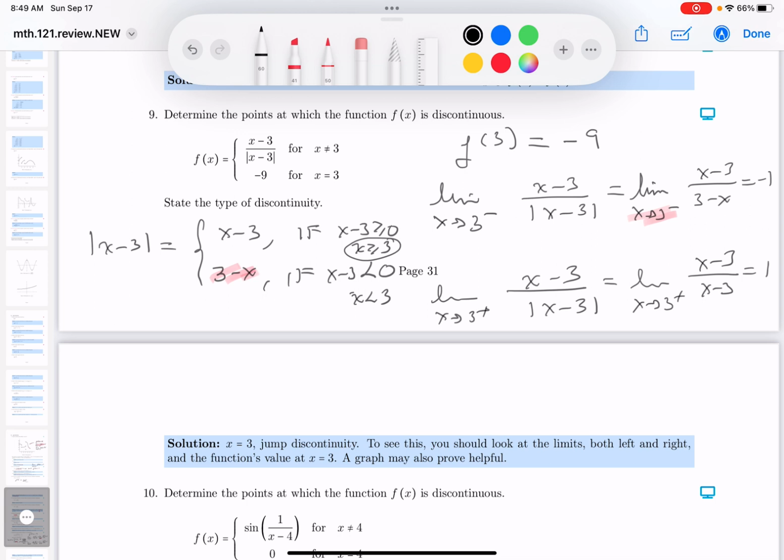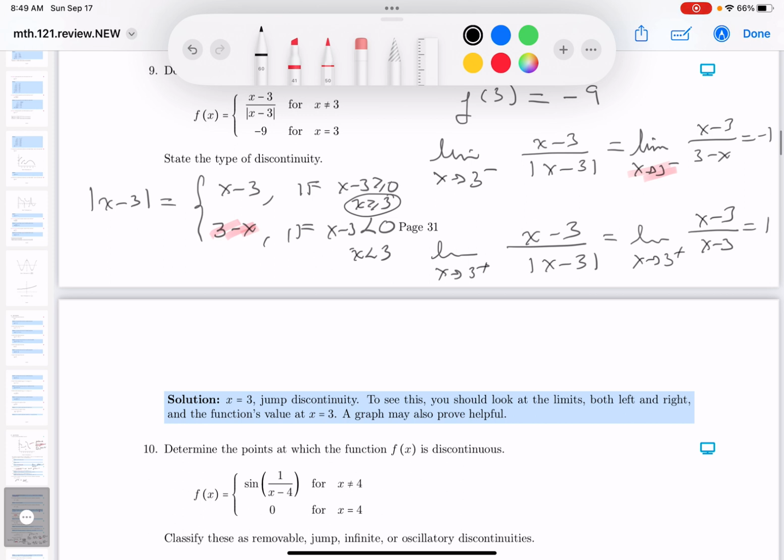It says determine the points at which the function is discontinuous, clearly at 3. And why is that? The left and right limits are not in agreement, and the function's value is not in agreement there. It's kind of jumping around. So at x equals 3 is a jump discontinuity. Again, the function's value is minus 9. From the left it goes to minus 1, and from the right it goes to 1. You should look at the limits, which we did, both left and right, and the function's value at x equals 3.